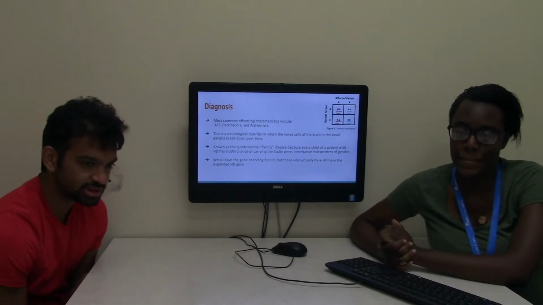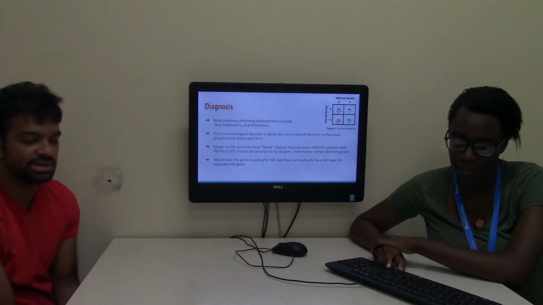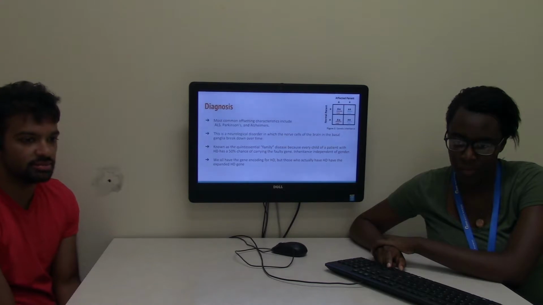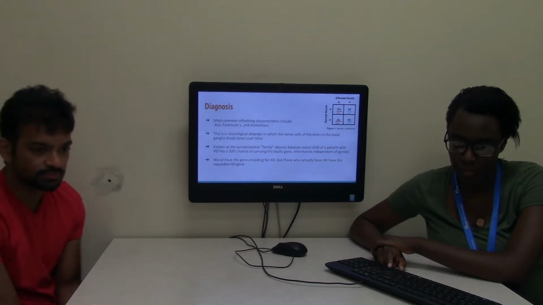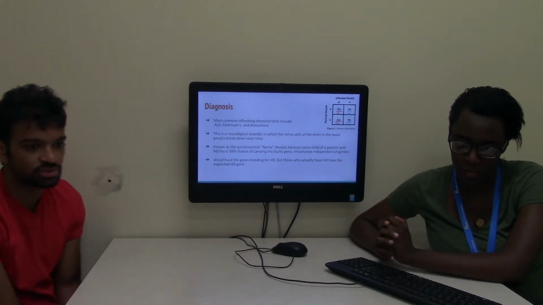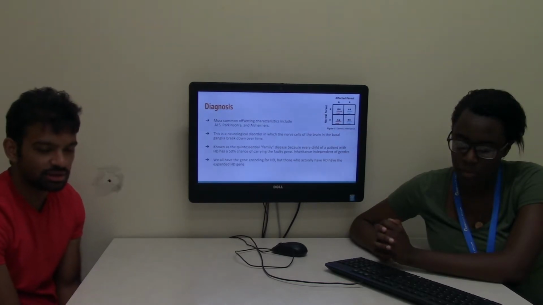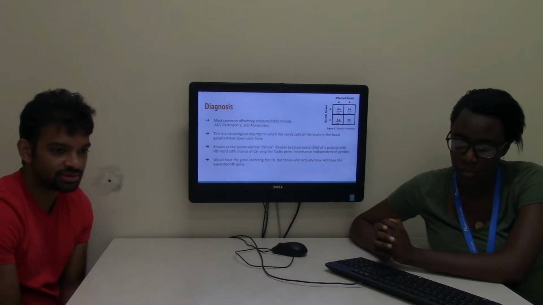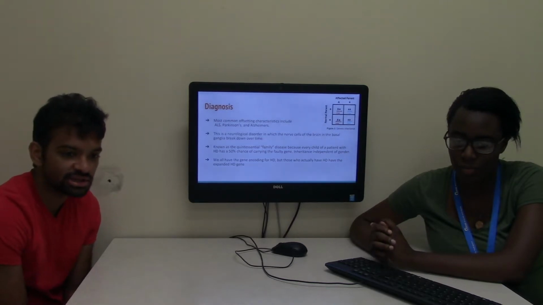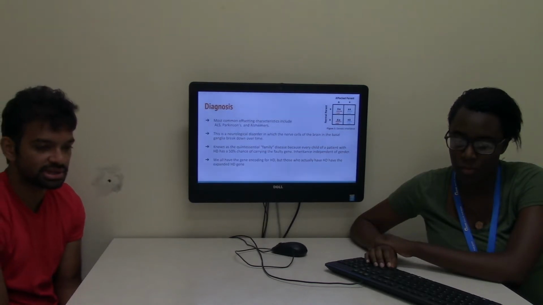Diagnosis of Huntington's disease. Most common offsetting characteristics include ALS, Parkinson's, and Alzheimer's. This is a neurological disorder in which nerve cells of the brain in the basal ganglia break down over time. It's known as a quintessential family disease because every child of a patient with Huntington's disease has a 50% chance of carrying the faulty gene. It's also shown there in the pedigree chart. We have the gene encoding for Huntington's disease, but those who actually have Huntington's disease have the expanded Huntington's disease gene. That's why they have the disease.